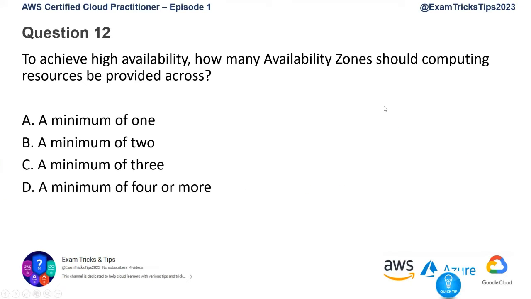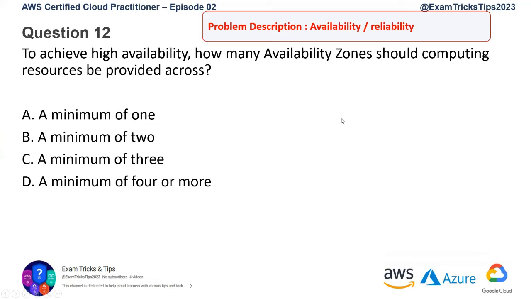Another simple question, very short one. Please mark your keywords here. I hope you marked your keywords. So what was the requirement here and what's the problem? The problem is we want to increase the availability and reliability, and there are options given for how many AZs we should have: 1, 2, 3, 4.